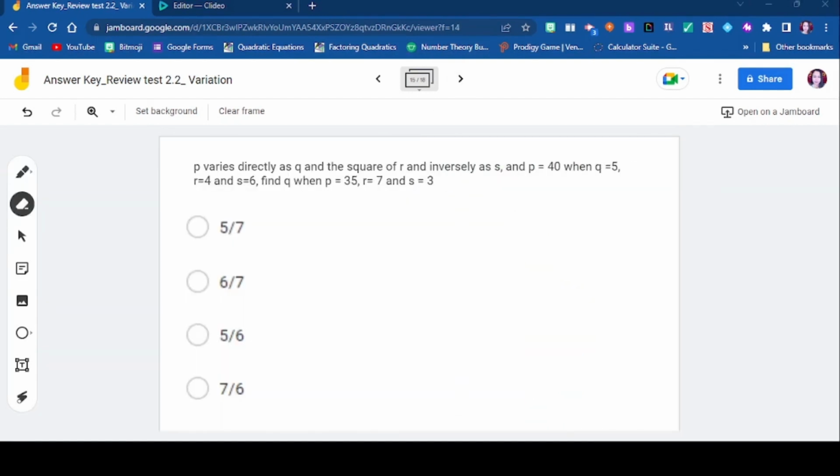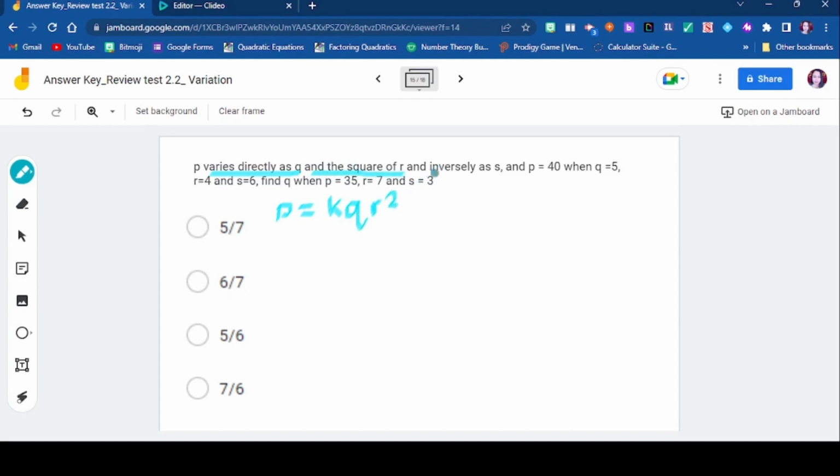Now, okay, so let's continue with the next item. It says that P varies directly as Q and the square of R and inversely as S. So this is an example of a combined variation. So this is P is equals to, it says varies directly as Q. So we're going to multiply the constant with the Q and the square of R.